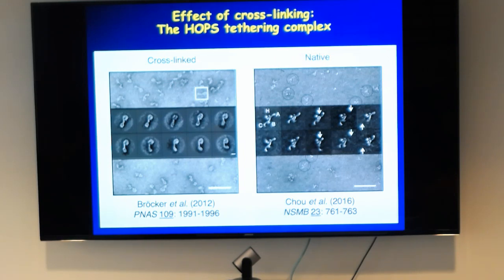But that's why these new methods were developed, graphics and on-column cross-linking. And of all the methods, graphics is by far the best. What you do is you spin the protein into a glycerol gradient, but at the same time you spin it into a fixative gradient. And so as they go into the gradient, they get fixed. So you fix it and then isolate a nice complex, and you get a very, very nice fixed sample.